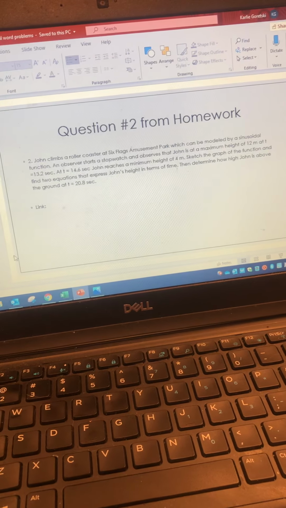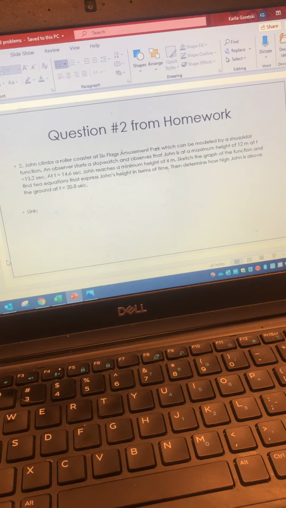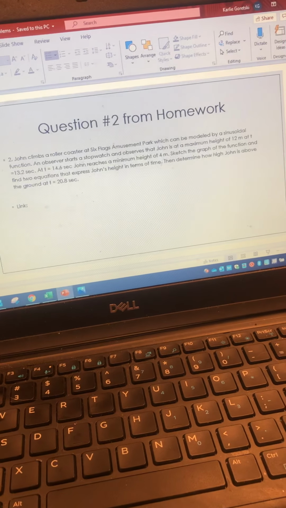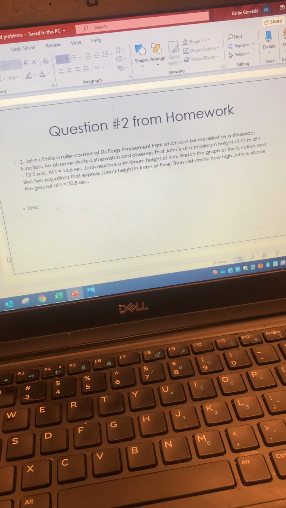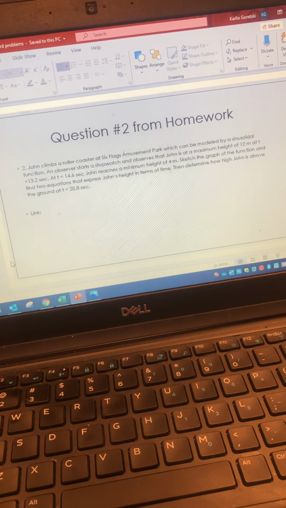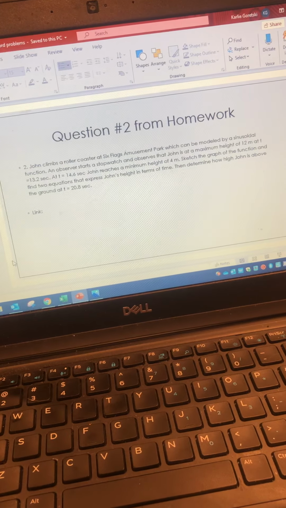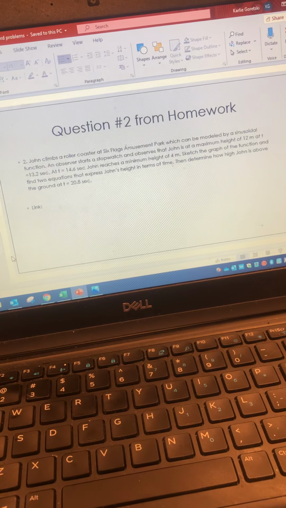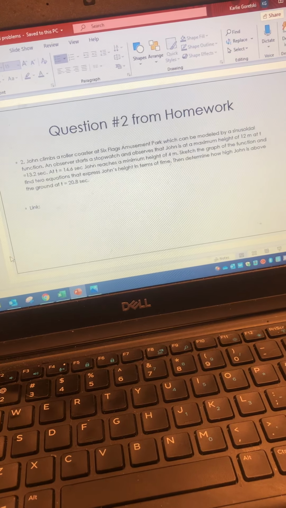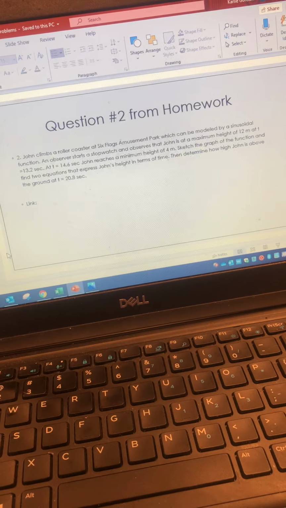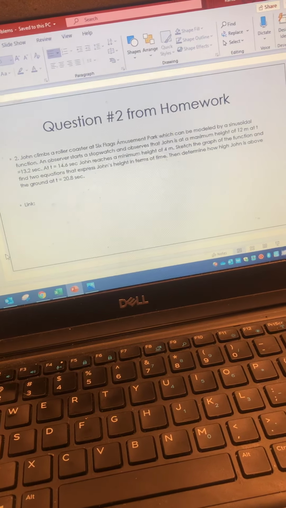Okay, so question number 2 from your homework. It tells us that John is at a maximum height of 12 meters at t equals 13.2 seconds. At t equals 14.6 seconds, John reaches a minimum height of 4 meters. Sketch the graph and find two equations that express John's height in terms of time. Then determine how high John is above the ground at t equals 20.8 seconds.